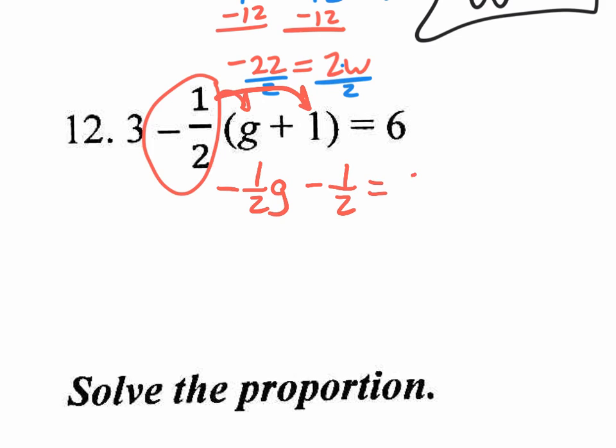Bring down the equal sign, the 6, and let's not forget about the 3 that's out here. I'm going to bring that down as well, 3 right in front. Let me rewrite that. There you go, it's a little bit better looking right there.